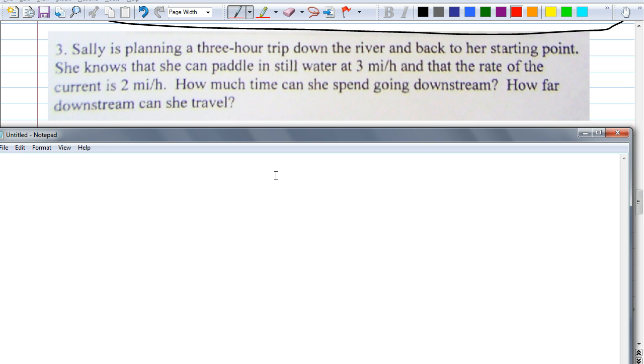By the way, if I was her, I would do the other way. I would go up and come down, right? Because what if you get tired, you know what I mean?